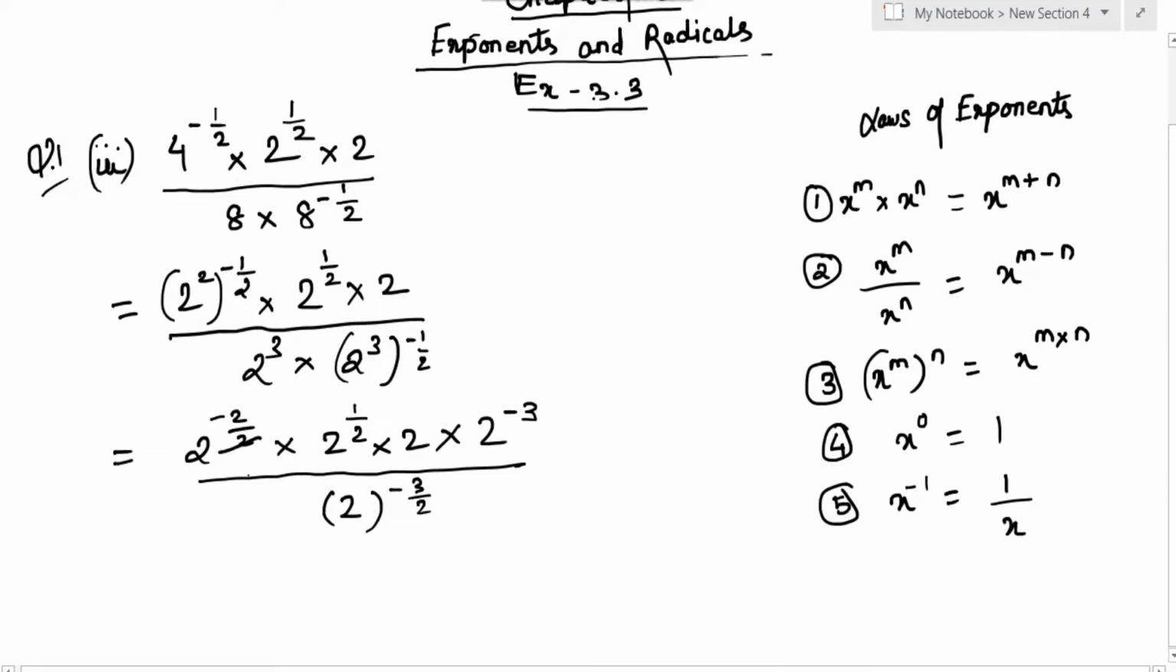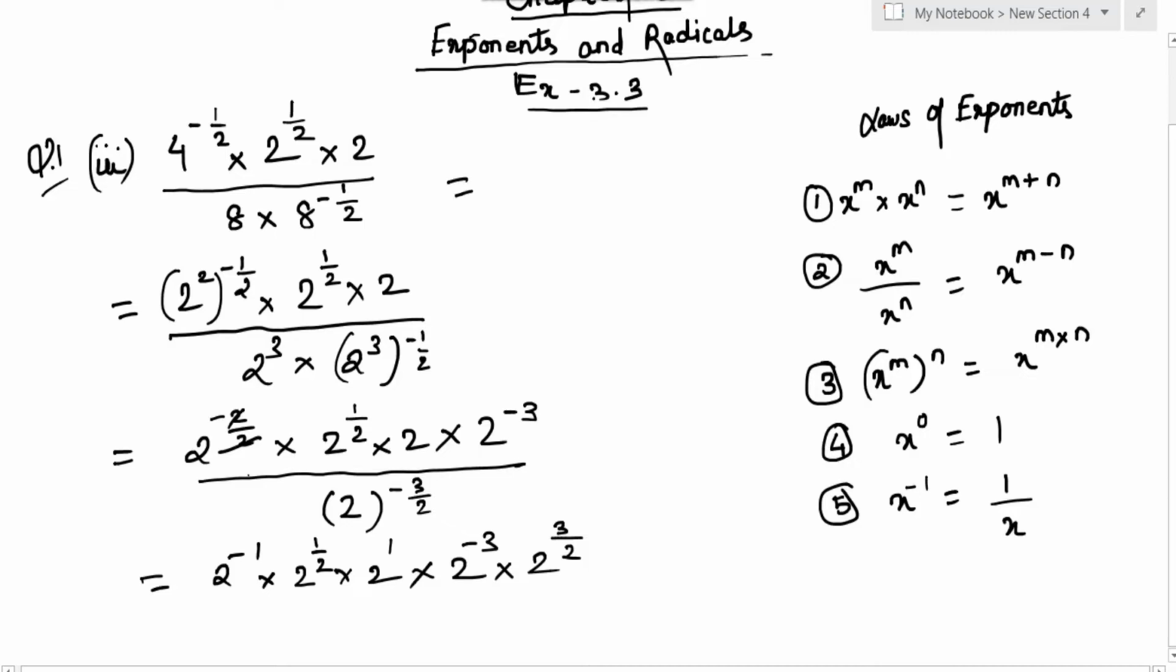Now 2 and 2 are going to cancel and this will become 2 to the power minus 1 into 2 to the power 1 by 2 into 2 to the power 1 into 2 to the power minus 3, and this 2 to the power minus 3 by 2 will go up and it will become 2 to the power plus 3 by 2.